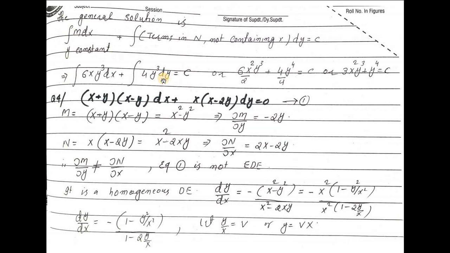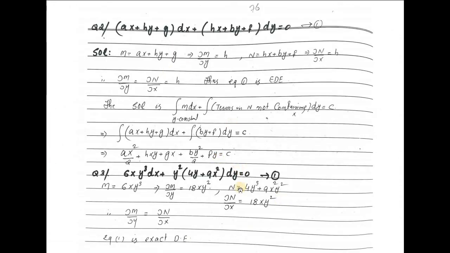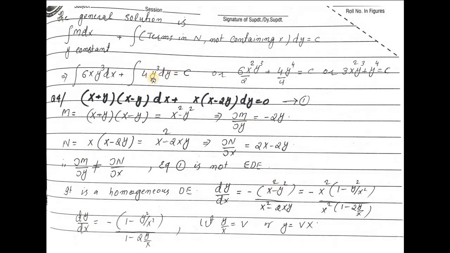So we can write, looking to n, here we have two terms. The first term is free of x, so we will integrate. The second term have x, so we will ignore it. So this is the term free of x. Now integrating this with respect to x, so we will get x square y cube divided by 2 plus 4 y4 divided by 4 is equal to c. Simplifying, this is the general solution.